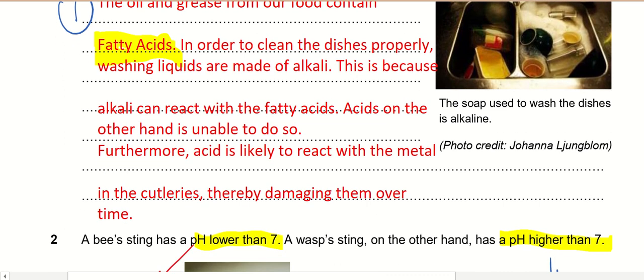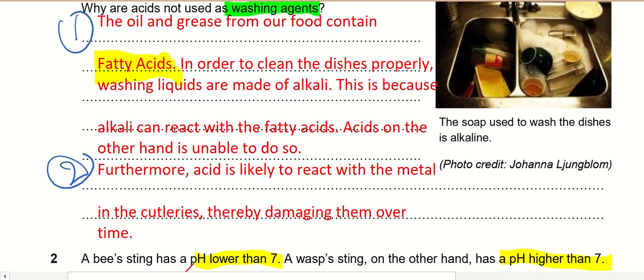Number two I can think of is because of your metal cutlery, right? The metals. If you're going to use acid, over time it's going to corrode the surface of your utensils, thereby damaging them over time. So it's not a good idea to use acids.